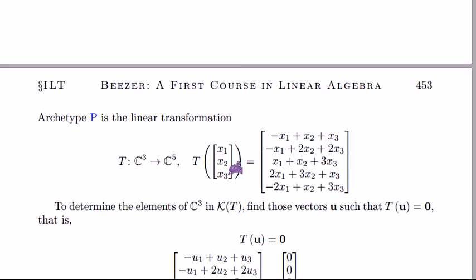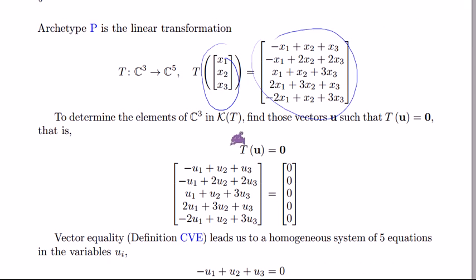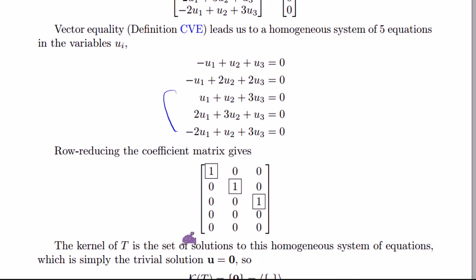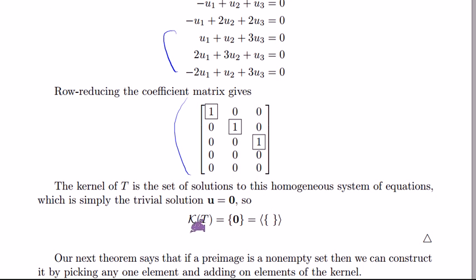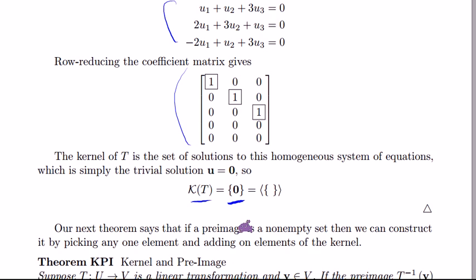Okay, let's consider another linear transformation where you have 3-dimensional vectors mapping to 5-dimensional vectors. To find the kernel, you want to find solutions of this system of equations. Here we have the system of equations. We can write this as a homogeneous system. We have the coefficient matrix. It turns out, in this case, the coefficient matrix does not leave us any free variables. So the null space is 0. The only vector in the kernel is the 0 vector.